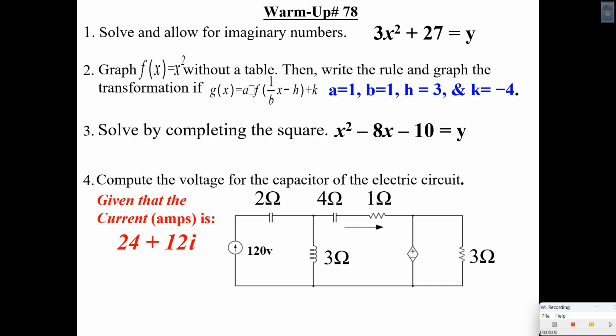All right. Anyways, warm-up 78 is on the screen. Let's get started, please. Today we're adding a couple more things to this portion of the session with quadratics, giving you some review. Hopefully you should be able to do all these. I'll give you some time. Copy and go. All right, we good?